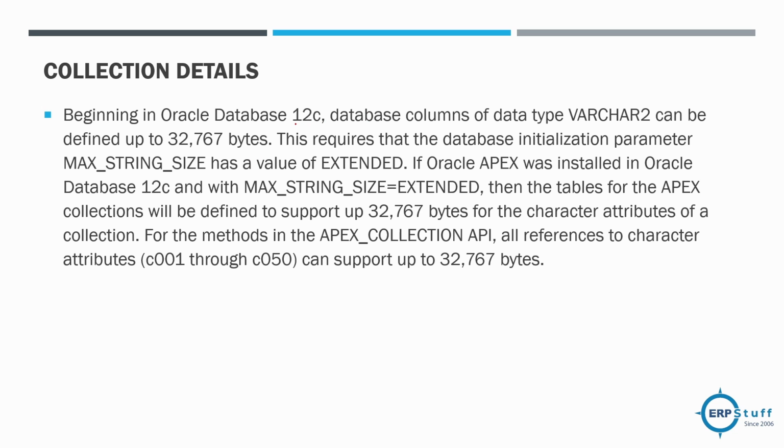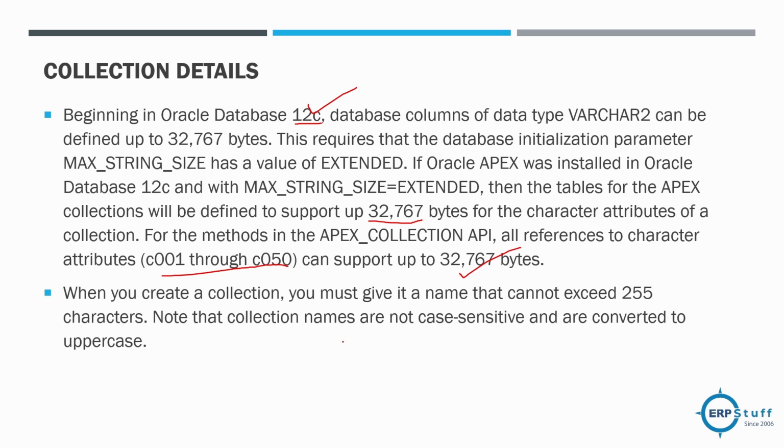From 12c onward, because they increased the varchar length, instead of 4,000 you can have up to 32,767 characters in a varchar. So just imagine, for all these columns you have this much, from 12c onward. And when you create a collection, you must give it a name, with a maximum length of 25.